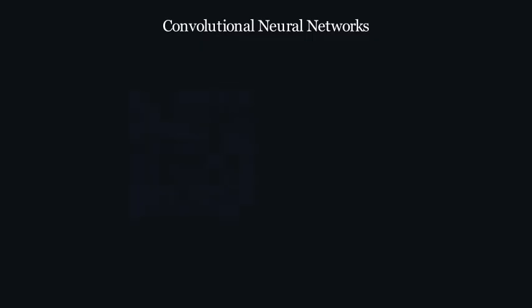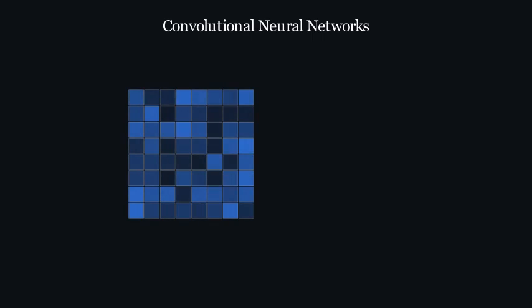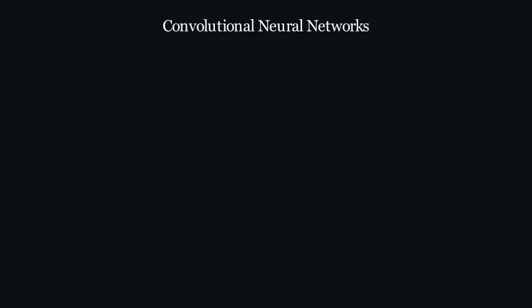Before generative AI, computer vision was solved with a different architecture, the convolutional neural network. It slides small filters across the image, first detecting simple edges, then combining those into shapes, then whole objects. Each layer builds on the last, going from raw pixels to genuine understanding of what's in the image.